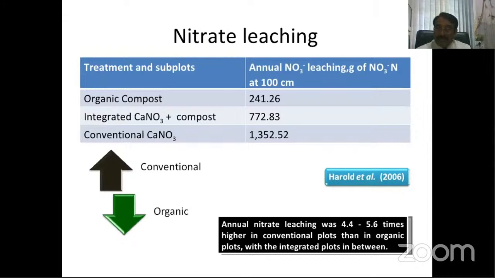because it has been observed that nitrate leaching is also there from organic soil. So the losses must be checked in organic also. Though the losses in conventional are more, the losses from organic are also there.